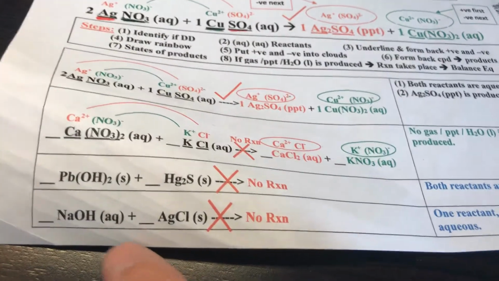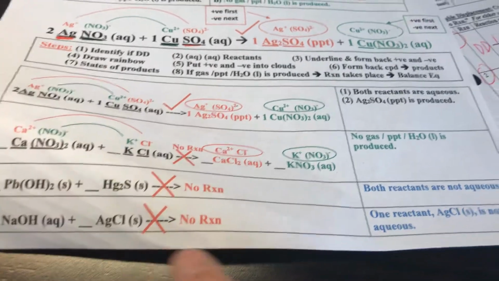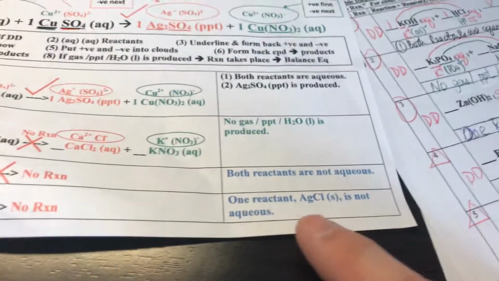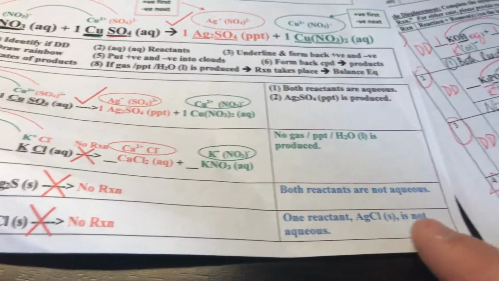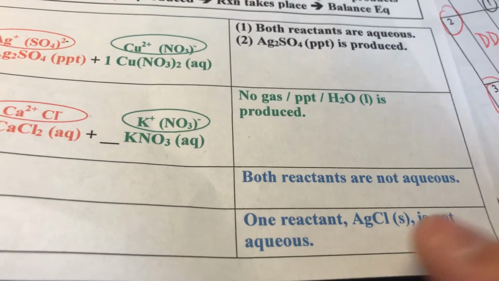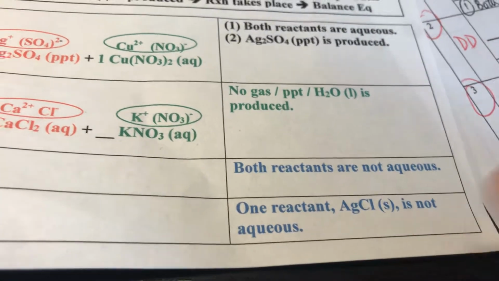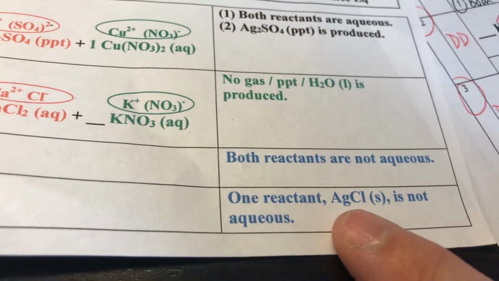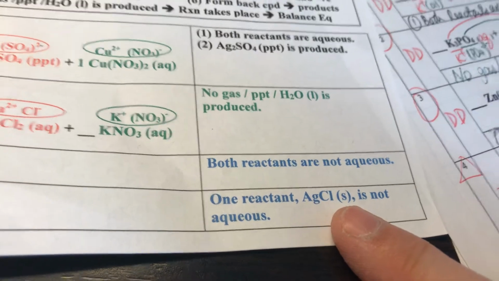And let's say number 4. This reactant is aqueous, so I can break it down. But this reactant is not aqueous, so then it will also still be no reaction. And I'm going to write one reactant, or which one? Oh, AgCl is not aqueous. You have to tell me which reactant and the state. You cannot just say one reactant is not aqueous. Which one are you talking about? You have to tell me which reactant and what's the state. Oh, it's a solid. You prove that it is not aqueous. So these are the examples that I gave you.